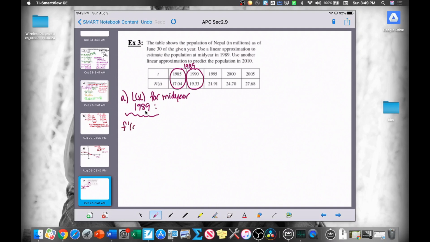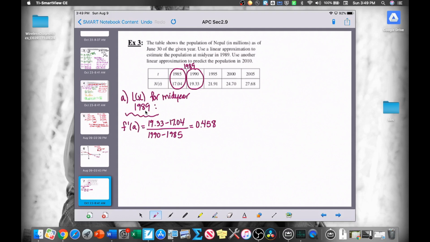So my f prime of a is simply going to be the slope between those 2 ordered pairs. So (19.33 minus 17.04) divided by (1990 minus 1985). You grab your calculator, you do the math, you should get a slope of 0.458.